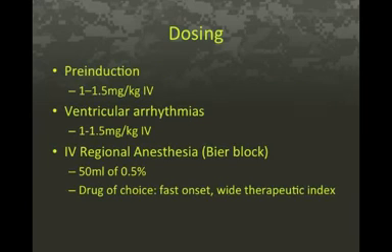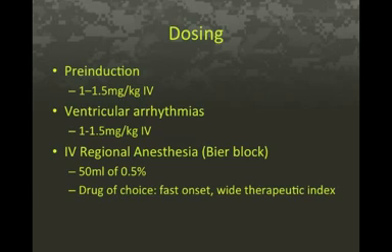Lidocaine for IV can be given prior to induction of general anesthesia to blunt the stress response to intubation with a dose of 1 to 1.5 milligrams per kilogram. When lidocaine is given emergently to treat ventricular arrhythmias and ectopy, a dose of 1 to 1.5 milligrams per kilogram is also used. Lidocaine is the drug of choice for IV regional anesthesia, such as a Bier block.